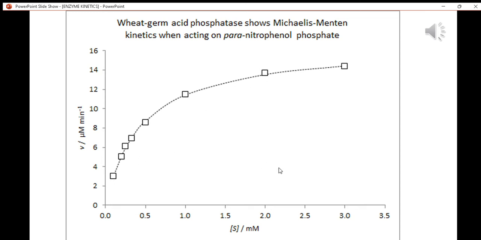So we plot a graph with the substrate concentration on the x-axis and velocity on the y-axis, and we get a particular shape. This shape is called rectangular hyperbola. This is a typical Michaelis-Menten kinetics. Michaelis and Menten, two wonderful scientists. Their picture is given in the introductory slide.